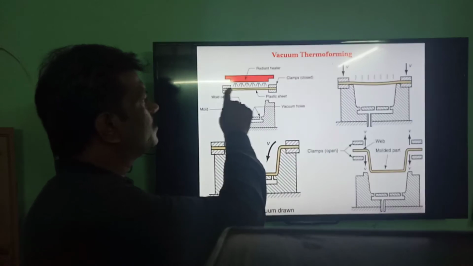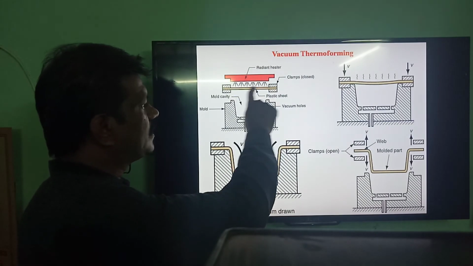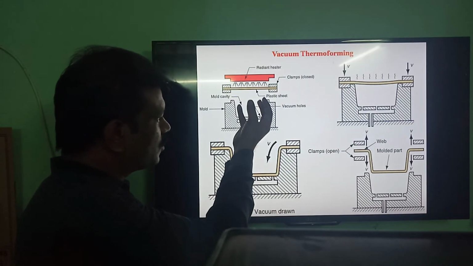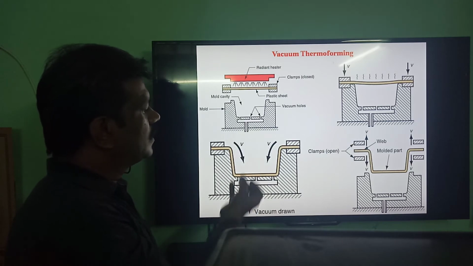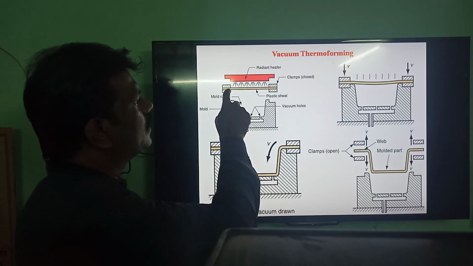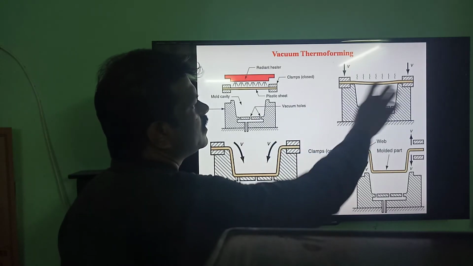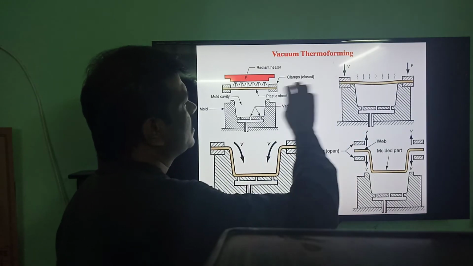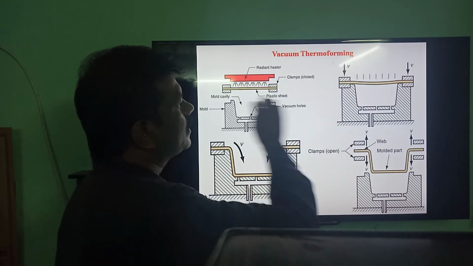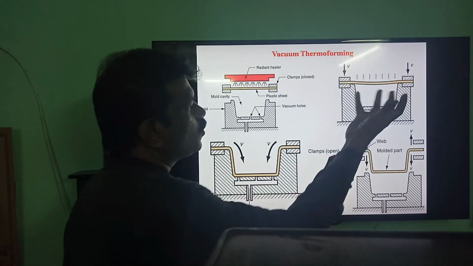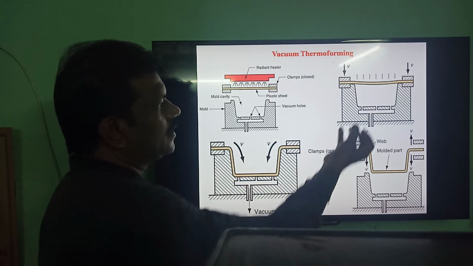Now the sheet is heated. Now we are producing the vacuum. Because of this vacuum, what will happen? This hot sheet, which is in a hot condition, is clamped here. Now this space is closed.